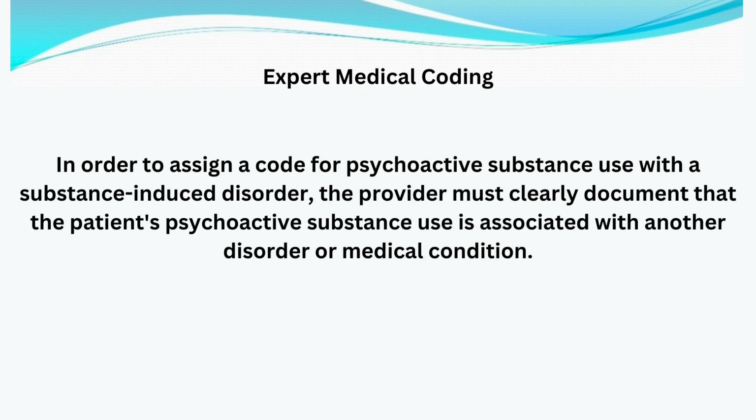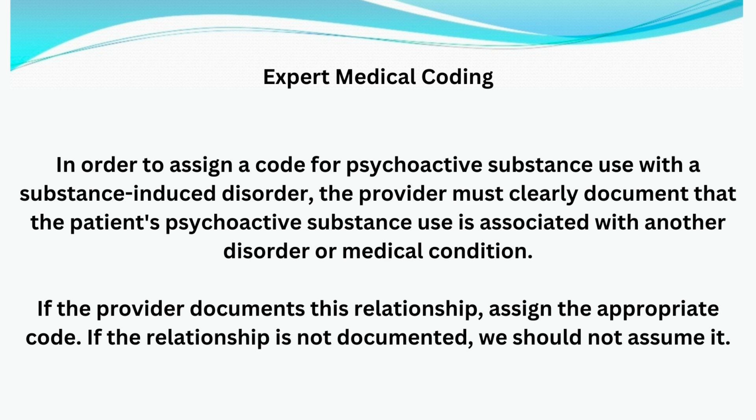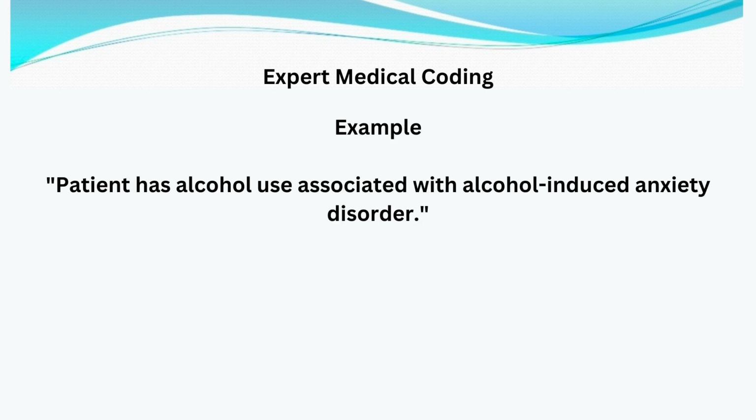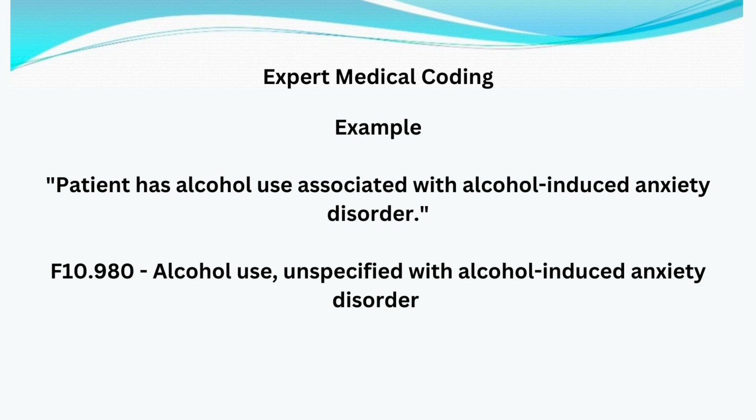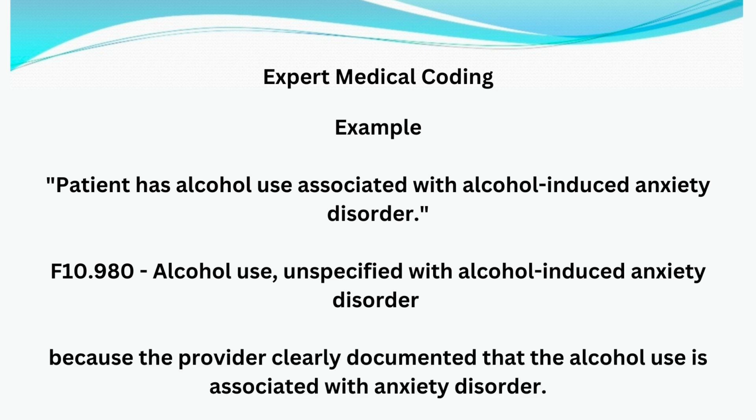In order to assign a code for psychoactive substance use with a substance induced disorder, the provider must clearly document that the patient's psychoactive substance use is associated with another disorder or medical condition. If the provider documents this relationship, assign the appropriate code. If the relationship is not documented, we should not assume it. Let us see an example. The patient has alcohol use associated with alcohol-induced anxiety disorder. So here we have to assign F10.980, alcohol use unspecified with alcohol-induced anxiety disorder, because the provider clearly documented that the alcohol use is associated with anxiety disorder.